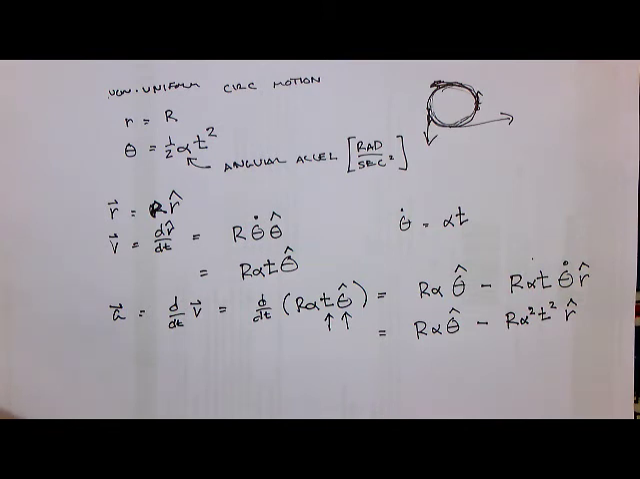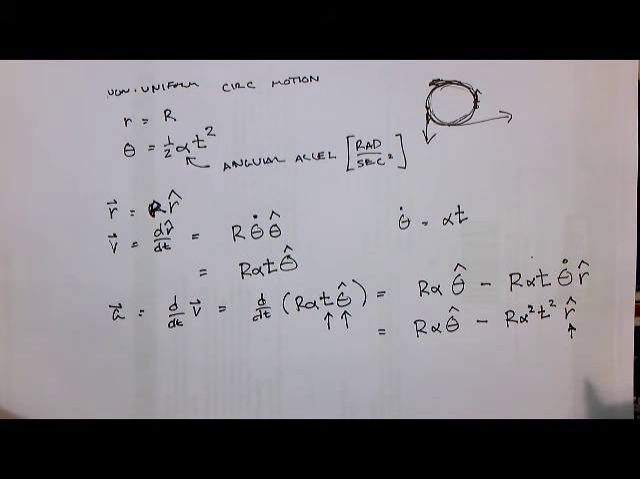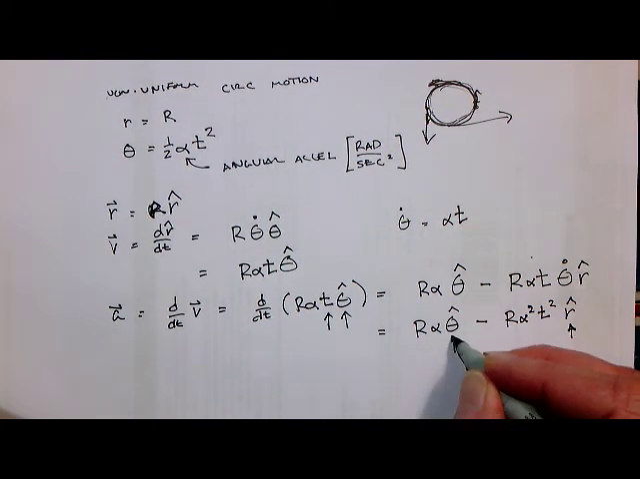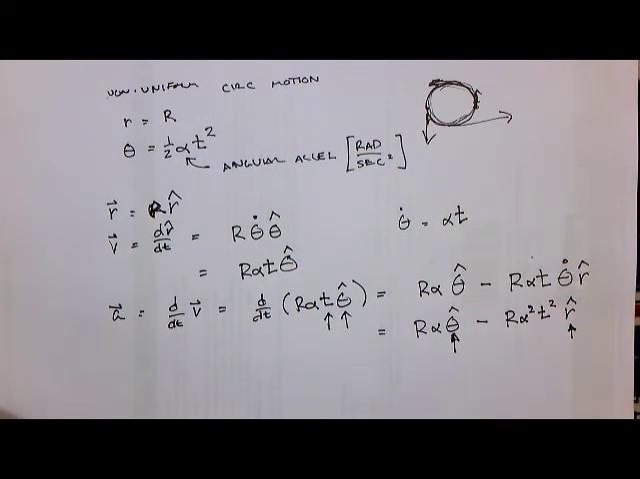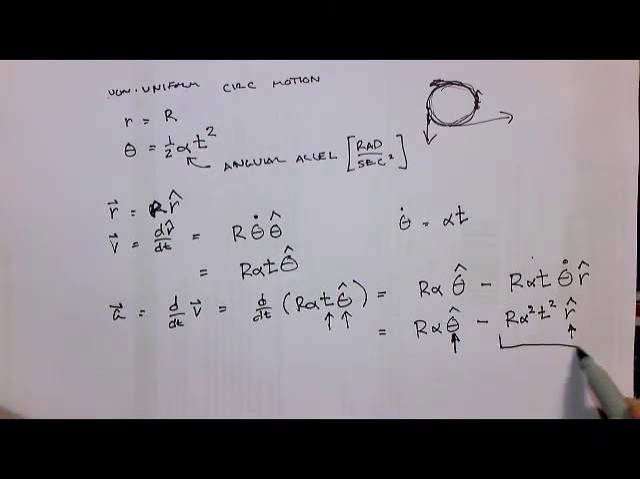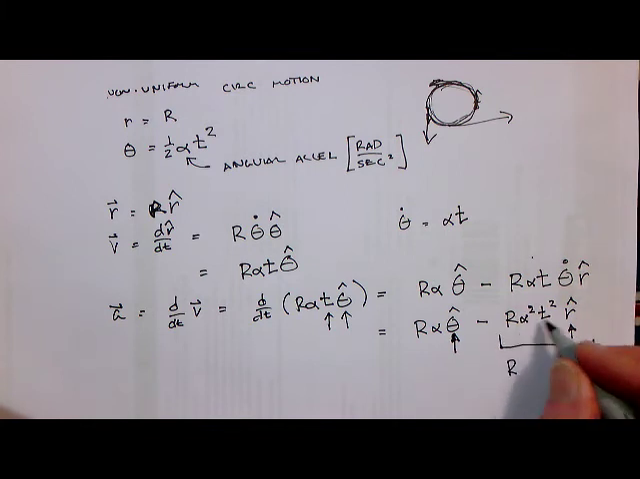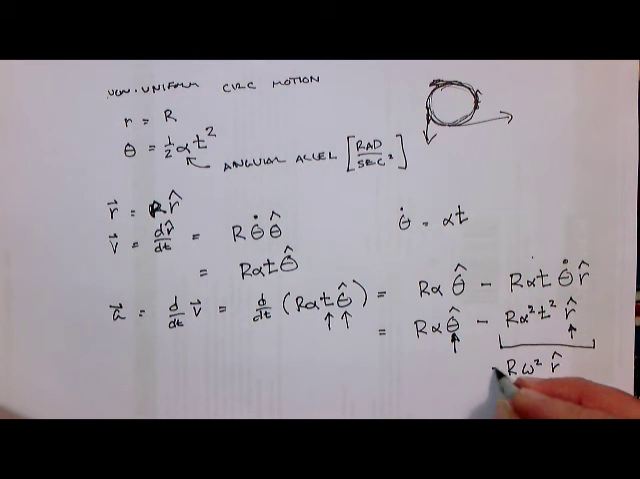Which is kind of weird, right? What is that? What's going on with that? That says that the acceleration has both a component that is radial, and also a component in the theta hat direction. What do each of those mean? Well, the radial component is fairly easy to understand. If you look at it, this is simply R times alpha times t, squared. Alpha times t is whatever your current angular velocity is. So this is R times omega squared times r hat.